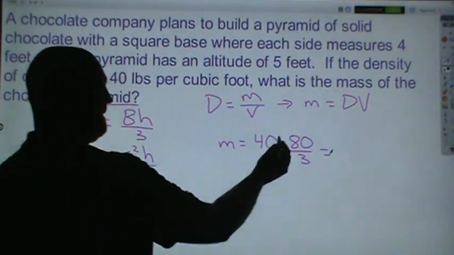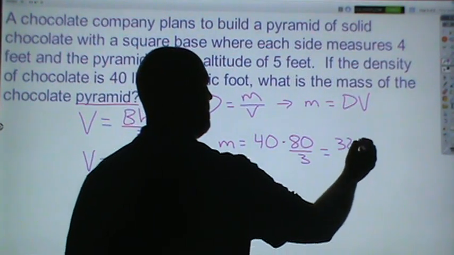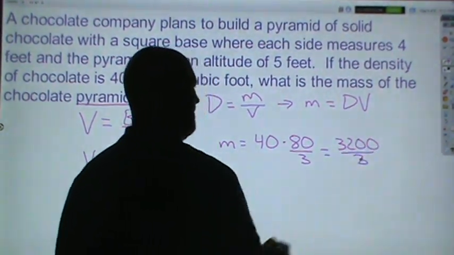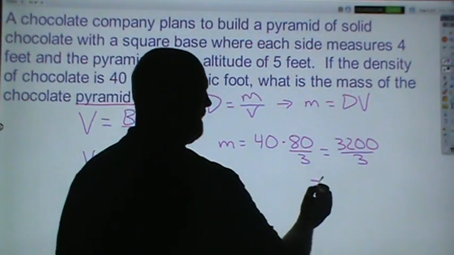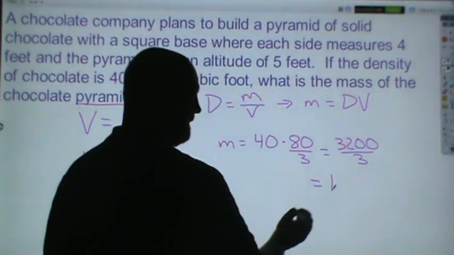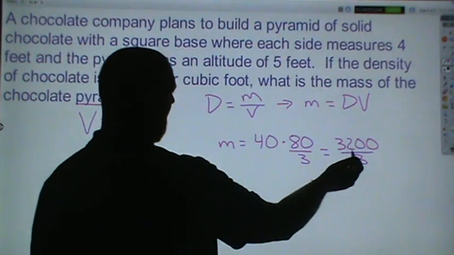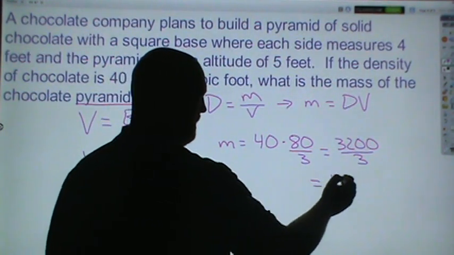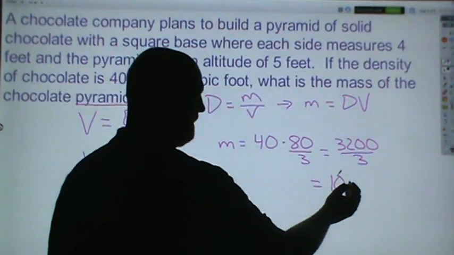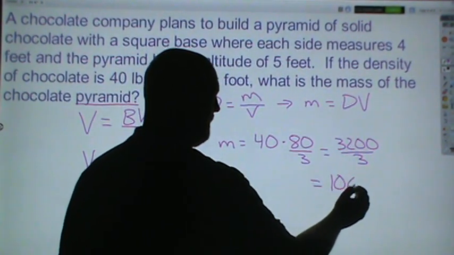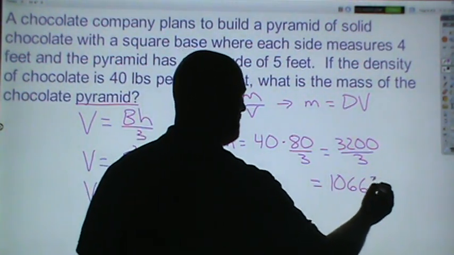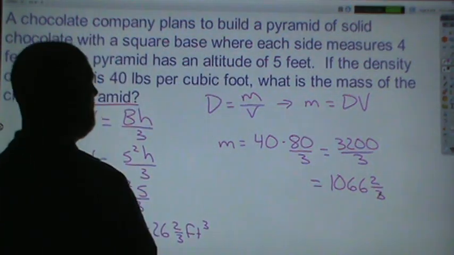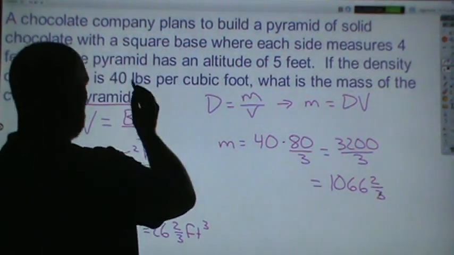So 40 times 80, 4 times 8, that's 32, and we put 2 zeros on the end, and we divide that by 3. I don't like the improper fraction for my answer, so I'll write that as a mixed number. 3 goes into 3 once. We can't put 3 into 2. We can put 3 into 20 though. 3 goes into 20 6 times with a 2 left over, so we're going to get 6's repeating. So 1066 and 2/3, and my unit with this will be a mass unit, so we'd say pounds.